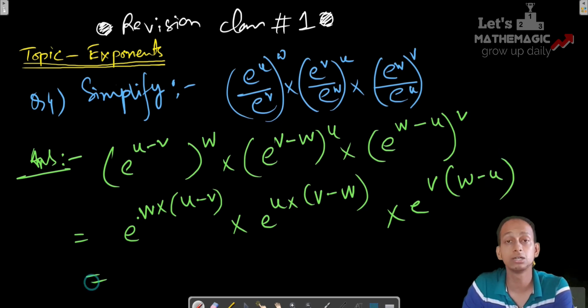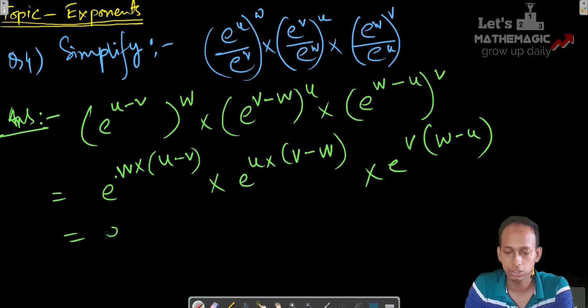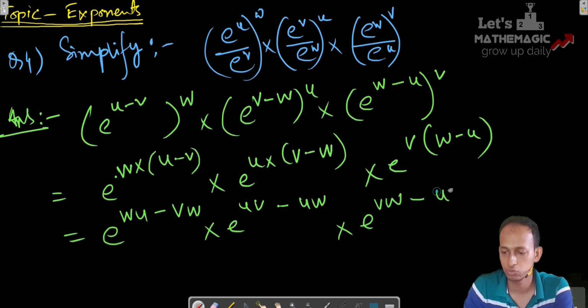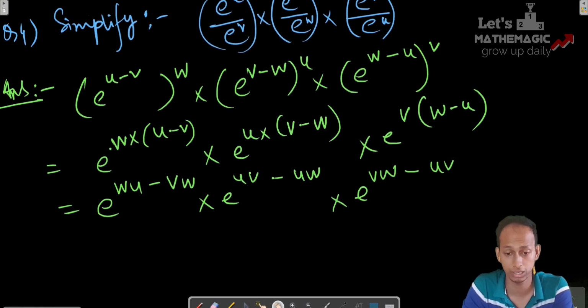So now we'll just multiply them and simplify it. So let's see what we can get. e to the power wu minus vw into e to the power uv minus uw into e to the power vw minus uv. So now students, you check the board very carefully.